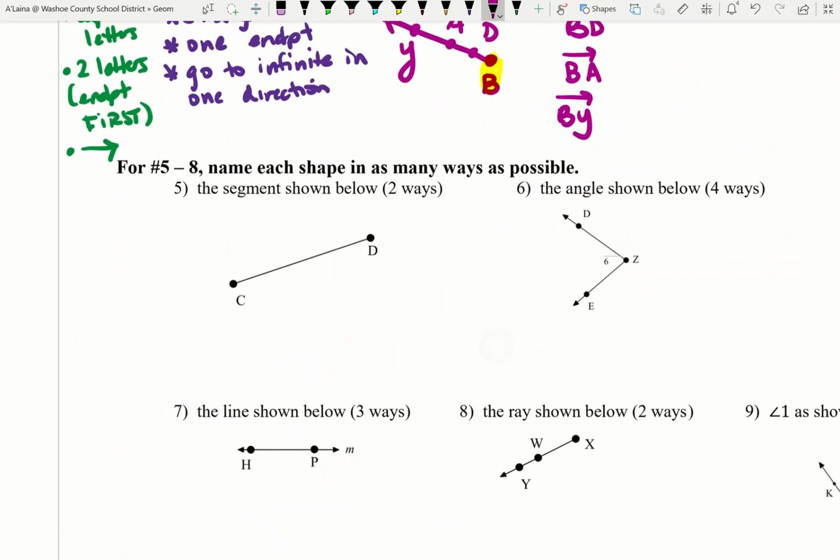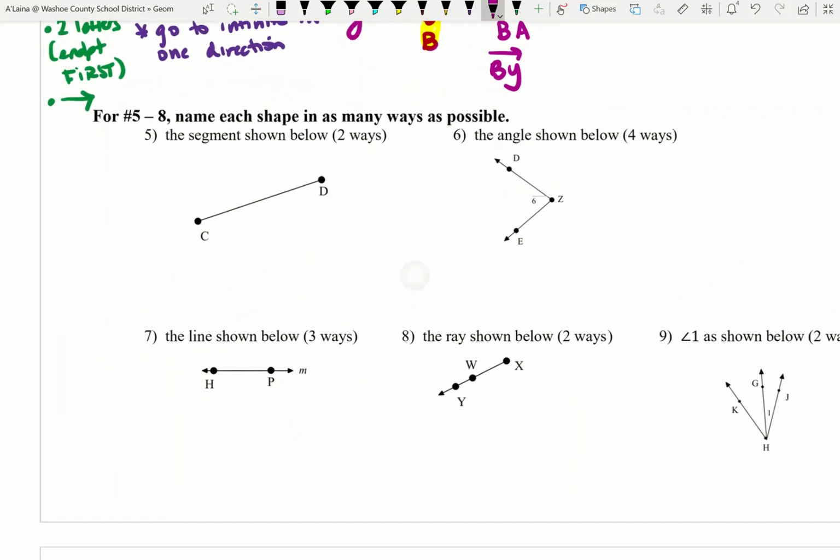Okay, so a couple examples we'll try, and then you'll have a chance to do some on your own. For number 5 through 8, name each shape in as many ways as possible. This is a segment. Segments would be named by the endpoints, capital letters only, and a bar over them. And it could be named in any order.